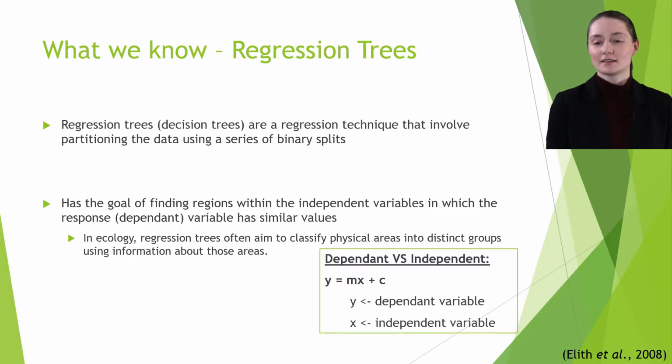So a decision tree at each split follows a different path. Splits based on independent variables and the outcomes are regions in the dependent variable. The dependent variable is continuous and the independent can be either continuous or categorical.